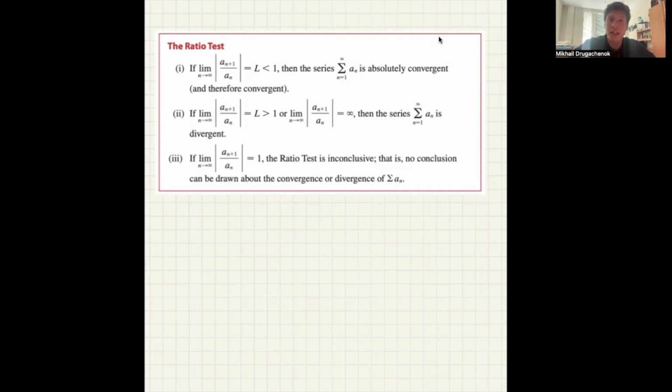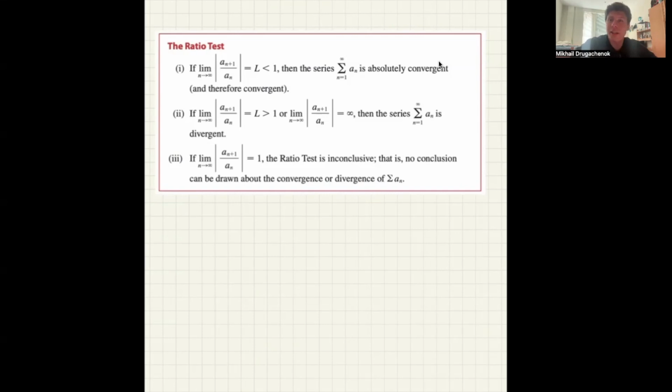The first possibility is if we take the limit as n approaches infinity of the absolute value of the (n plus 1)th term over the nth term, and that is less than 1, we know that the series is absolutely convergent and, by definition, convergent.